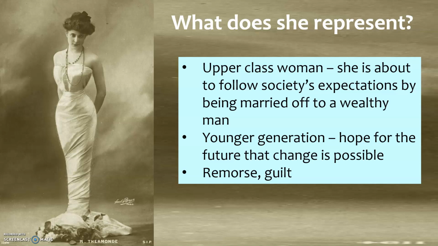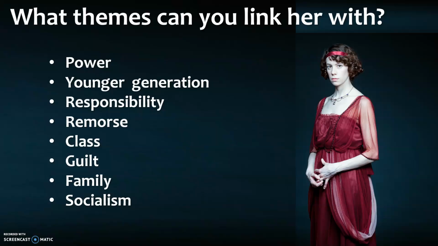shows that regret and remorse and looks like she's going to change because of the incident with the girl, and that's why those two words at the bottom there really are important. So she is stereotypically upper class, but then starts to change through the play, unlike her mother. So what themes could you link her to?